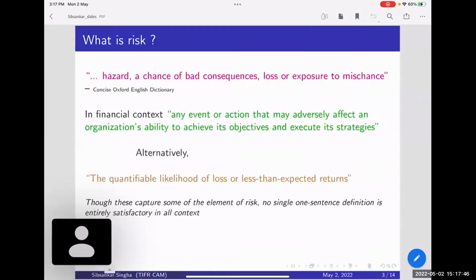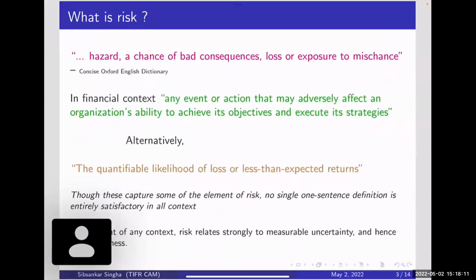In a financial context, we say that any event that may adversely affect some institution's ability to execute a strategy or to achieve its goal is a risk. These are some aspects of risk, and these are not all. These are some elements of the risk, and there could be other aspects also. Now whatever the risk is, one thing is clear: it is uncertain, and that's why it should be random.